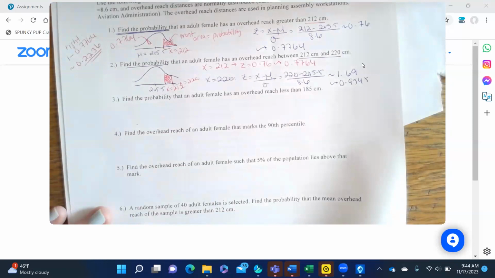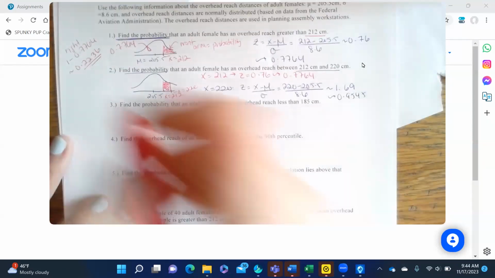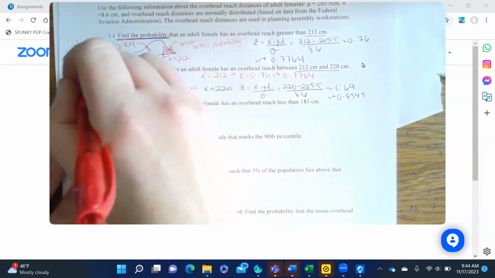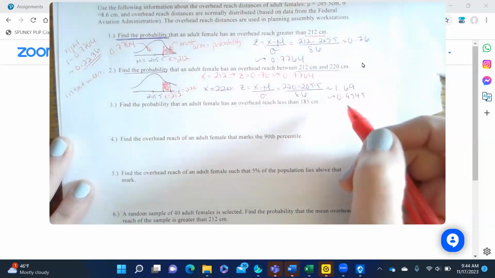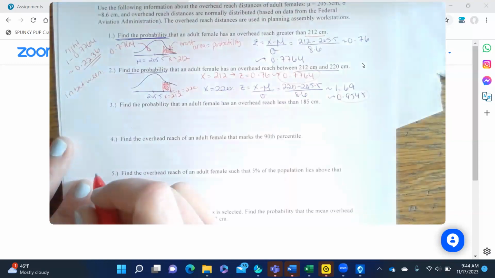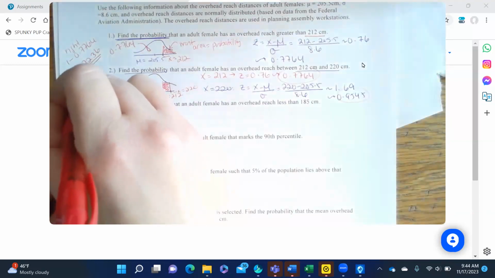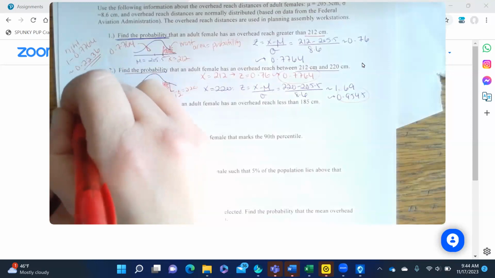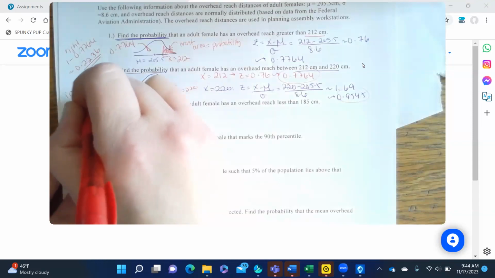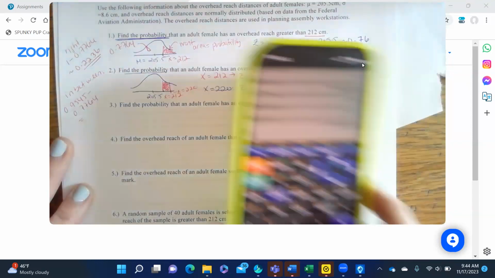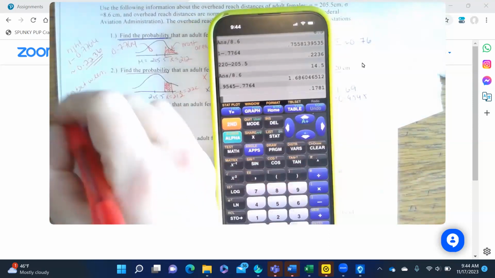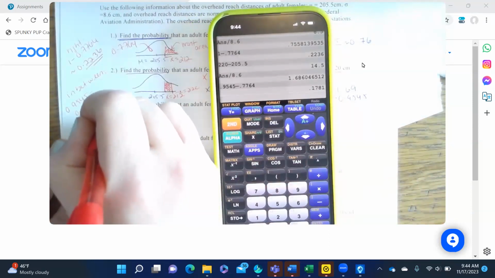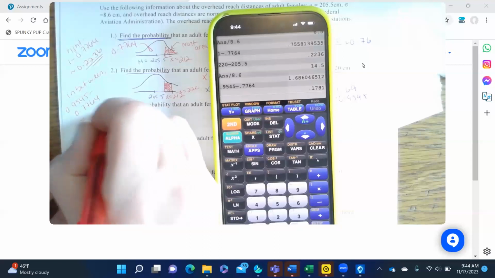Now, because you're going in between two scores, what you're going to do is subtract these. So I take that 9545, I take that 7764. I'm going to go ahead and subtract them. And again, I'm just going to use my calculator. And I have about 0.1781.